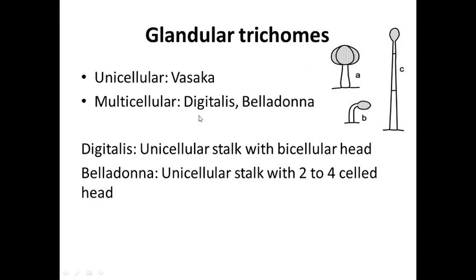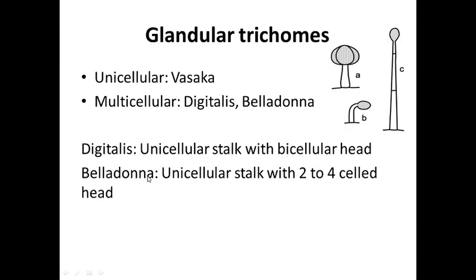In Digitalis, cardiac glycosides are present. In Belladonna, alkaloids are present, tropane alkaloids. These 2 plants contain the glandular trichomes, which are multicellular in nature. In Digitalis, the trichomes are multicellular, where the head of the trichome is bicellular. Here you can see 2 different cells in the head, and the unicellular stalk. The stalk contains only one cell, but the head is bicellular. That's why these are multicellular trichomes.